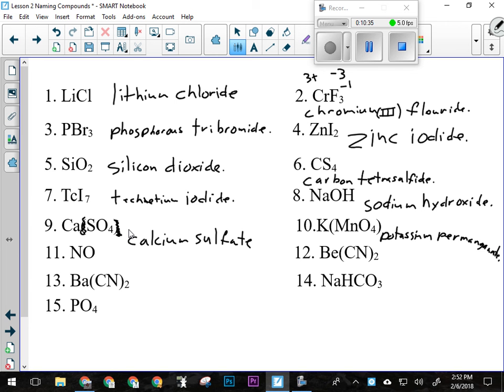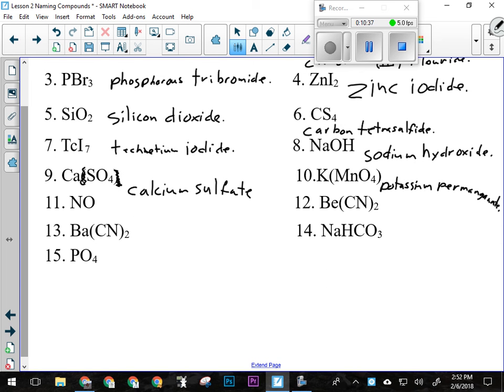All right, let's look at number 11. Okay, so number 11, I've got nitrogen and I've got oxygen. They're both non-metals, so this is a molecular compound. Okay, so we got nitrogen and then we got one oxygen. And since it's molecular, we will need a prefix on there. Okay. Nitrogen monoxide.